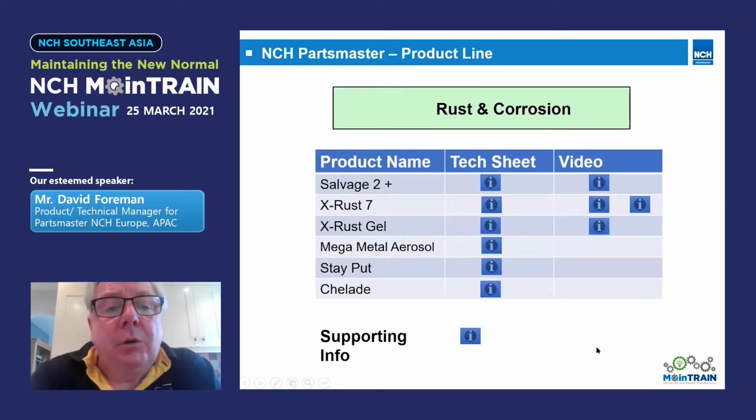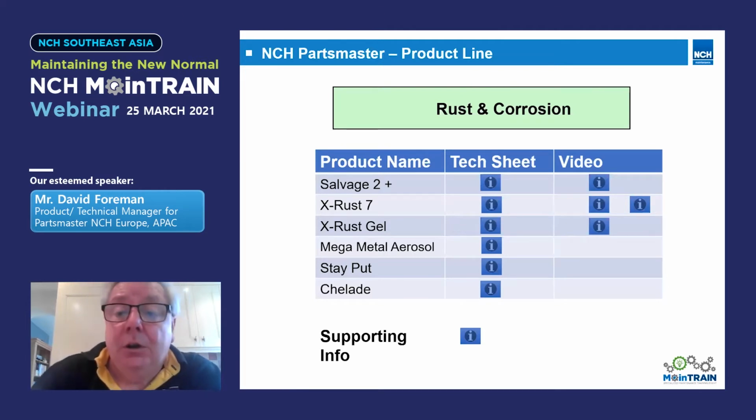Right, okay. So here we see our rust and corrosion product line. Again, with the pipe repair, what we have done is we've tried to have a succinct product line, just enough, not too many. We don't want to complicate the issues, but we want to have enough products to cover the bulk of the situations our customers are likely to encounter. Our lead product in this area is Salvage II Plus. So what I'm going to do again, I'm going to play the video.